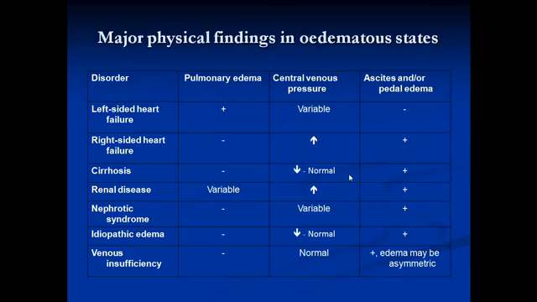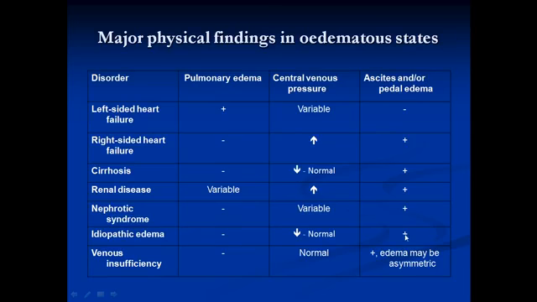Major physical findings in edematous states: pulmonary edema, central venous pressure, ascites, and or pedal edema. If left-sided failure, there will be pulmonary edema. Right-sided failure, ascites and pedal edema are more predominant. Left-sided failure, pulmonary edema more predominant. In cirrhosis, pedal edema more predominant. In renal disease, pedal edema and pulmonary edema will be variable, and central venous pressure will be increased. Nephrotic syndrome, central venous pressure is variable, and ascites and or pedal edema predominant.